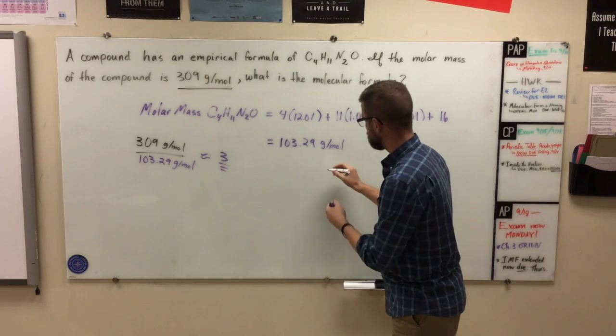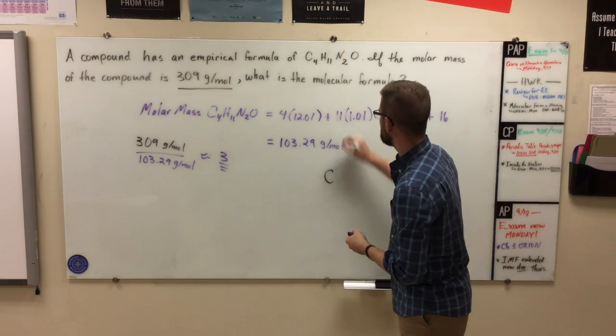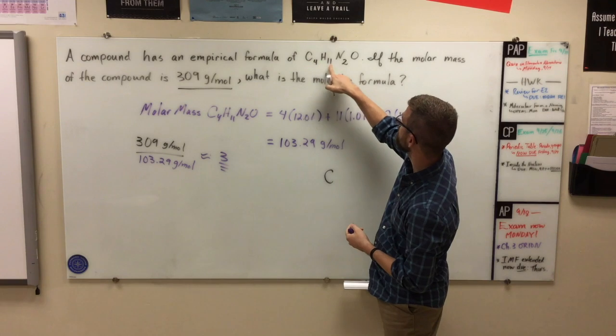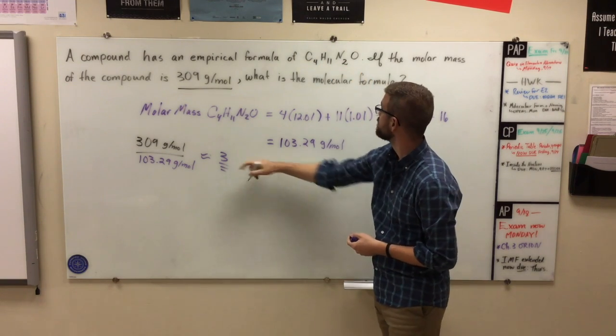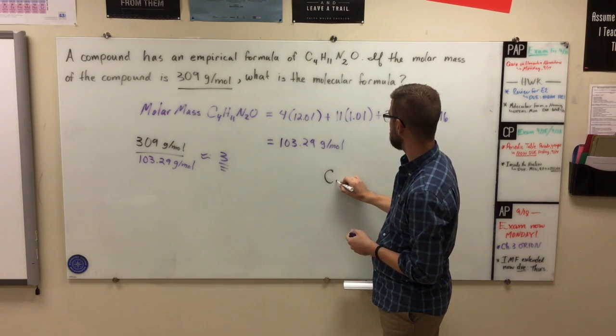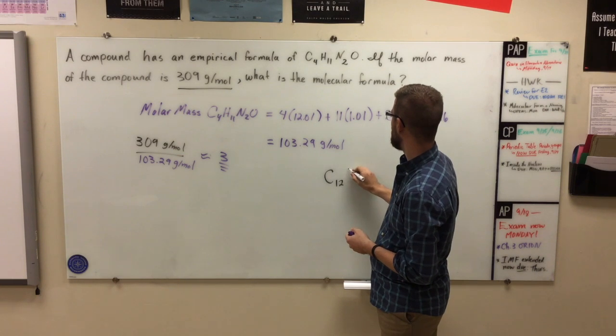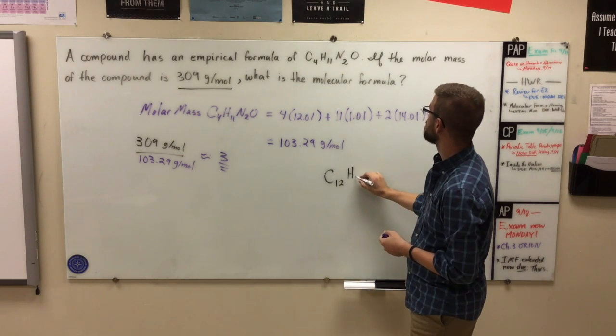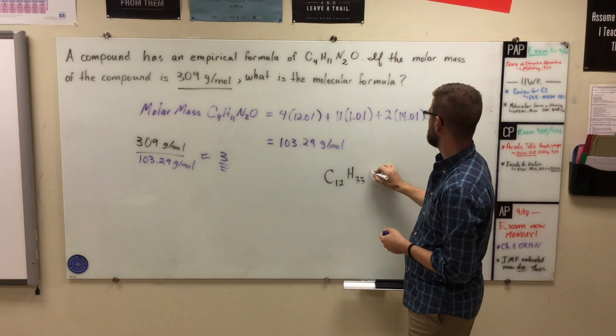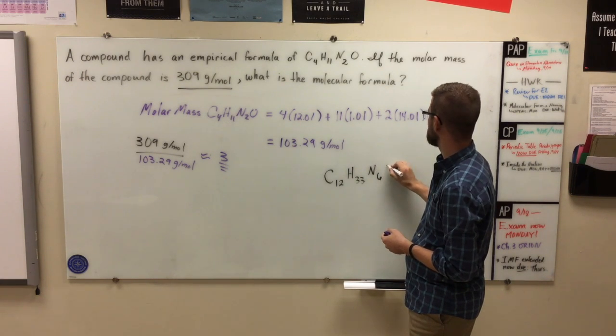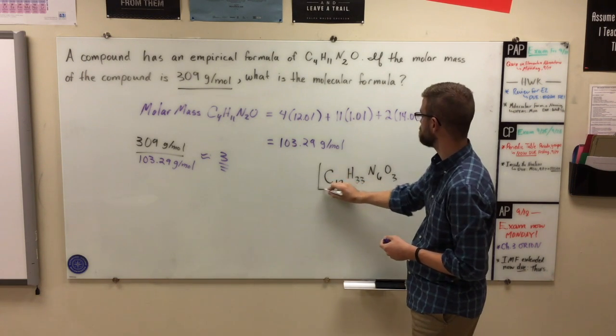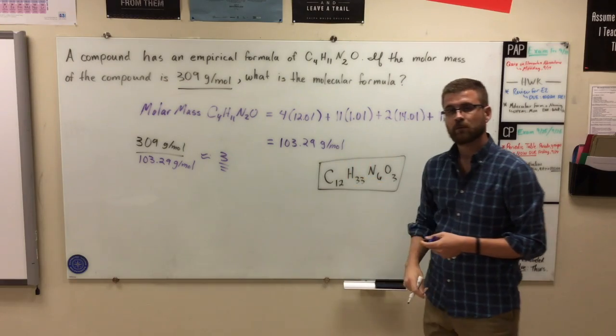So now we can figure out our molecular formula. Again, we're going to multiply all of these numbers here by 3. That's all that says. So that's carbon 12, H 33, nitrogen would be 6, oxygen would be 3. So this would be our molecular formula.